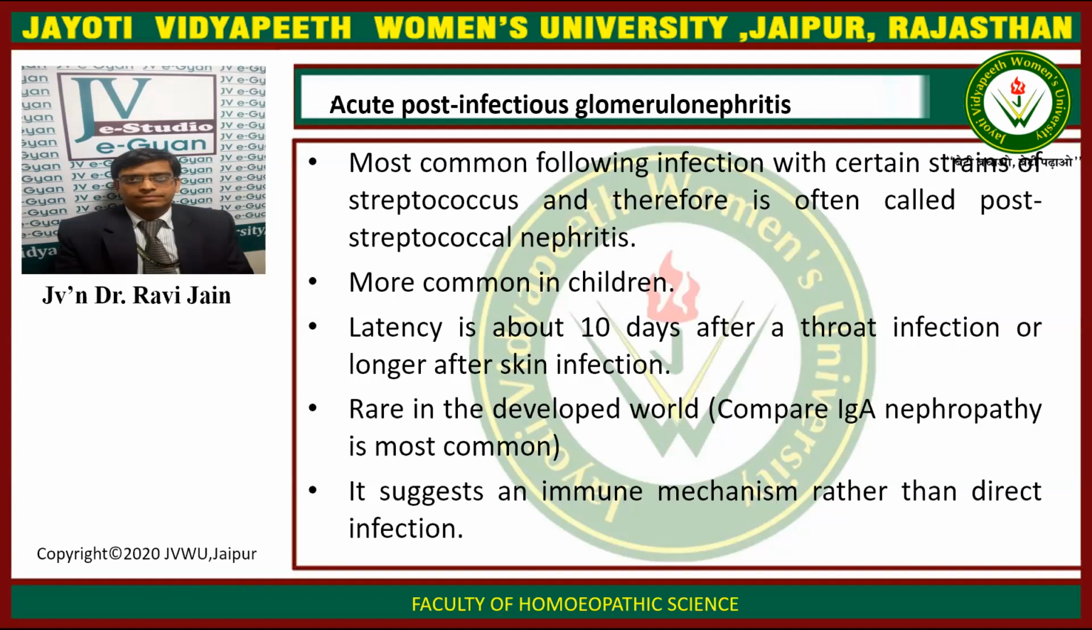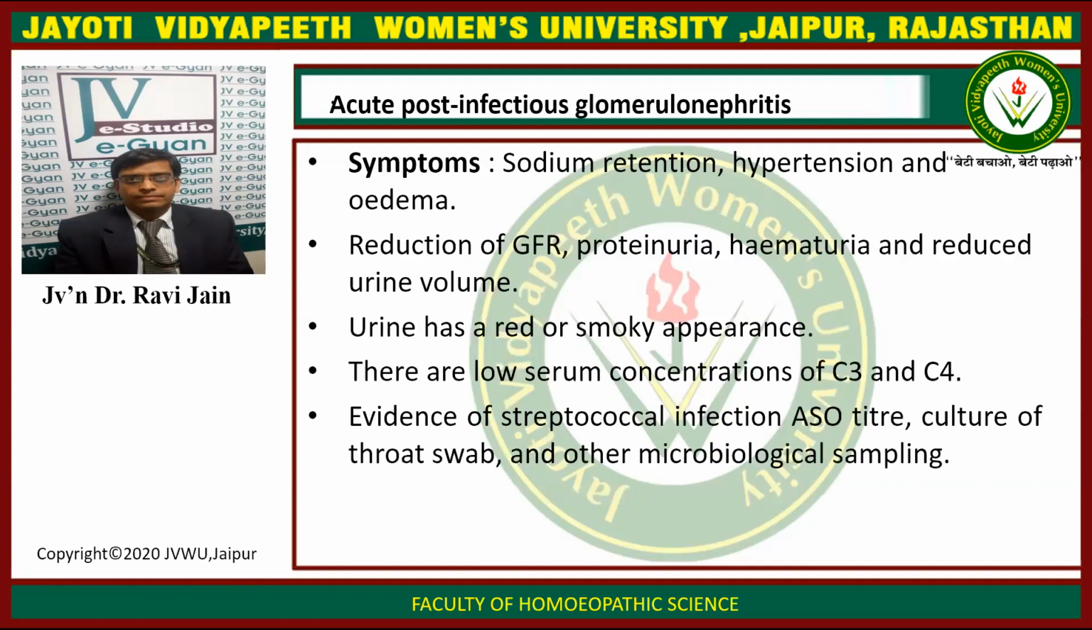It is more common in children, and the latency is about 10 days after the throat infection or longer after the skin infection, producing acute post-infective glomerulonephritis. It is rare in the developed world. Compared to IgA nephropathy, it is more common. It suggests an immune mechanism rather than direct infection.